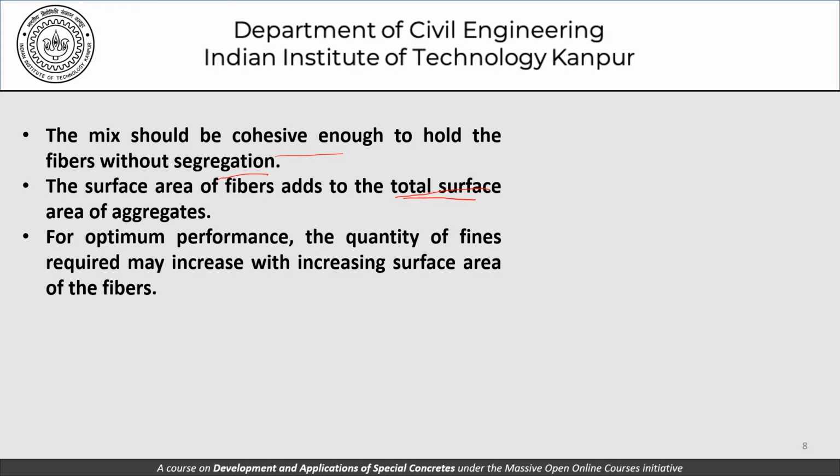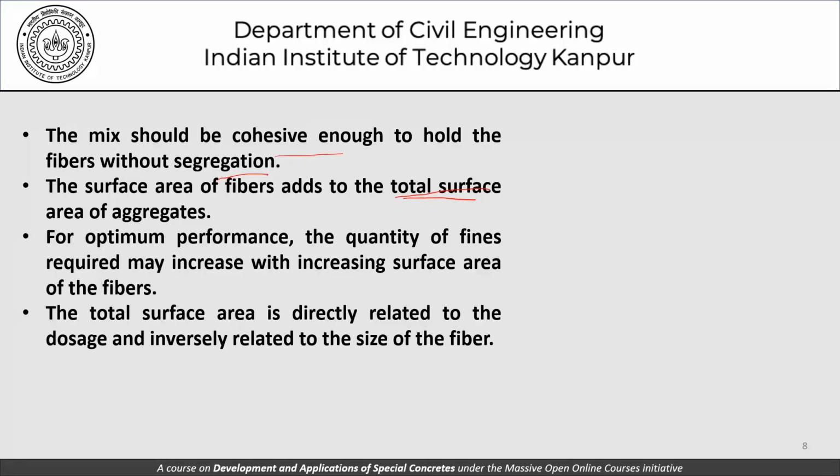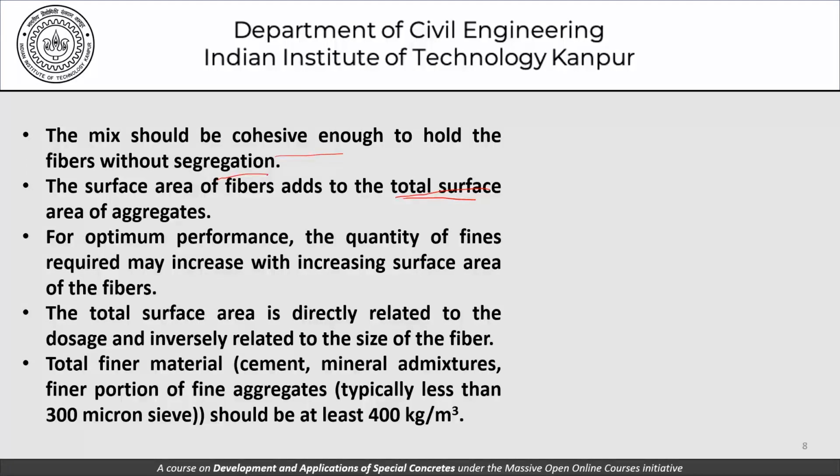For optimal performance, the quantity of fines may require to be increased with an increasing surface area of fibers. That's what we just mentioned. The total surface area is directly related to the dosage and inversely related to the size of the fiber. The total finer material, that is cement, mineral admixtures, and the finer portion of the fine aggregates, typically less than 300 micron sieve level, should be kept at least 400 kgs a cubic meter.